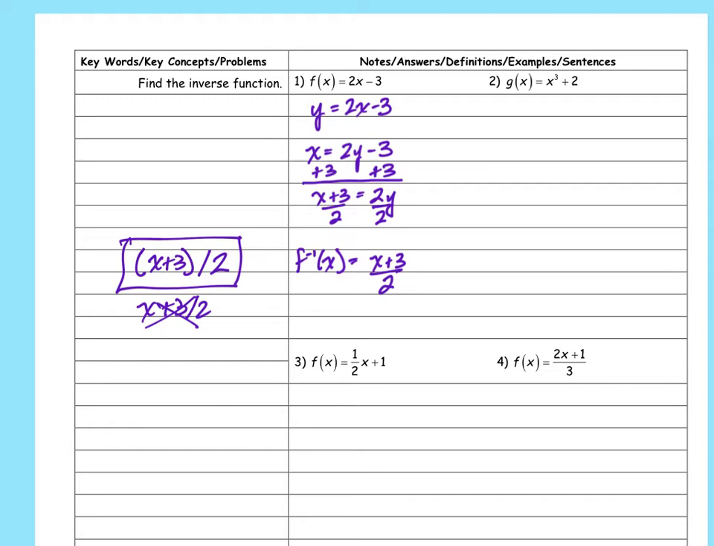Okay? So, let's go ahead and do the number 2. Again, I'm going to do exactly the same thing. I'm going to rewrite it with y first. So I've got y equals x cubed plus 2. Exchange my x and y. So this becomes x equals y cubed plus 2. And now I'm going to solve for y. So subtract 2. And I get x minus 2 equals y cubed. Now, how do I get y cubed to become just y?